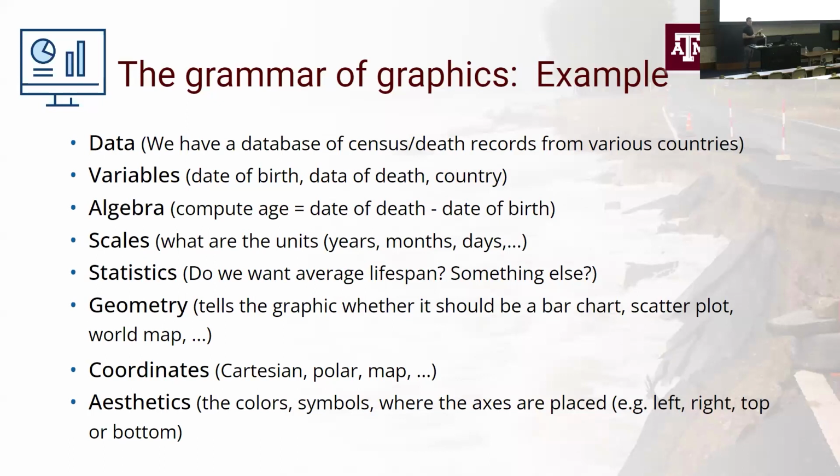So that's kind of our data, right? We have different countries, and we have just this record and death numbers for all these people. So we can think about the variables, right? What are the variables that I want to display? That could be the date of birth, that could be the date of death, that could be the country in which they were reported.